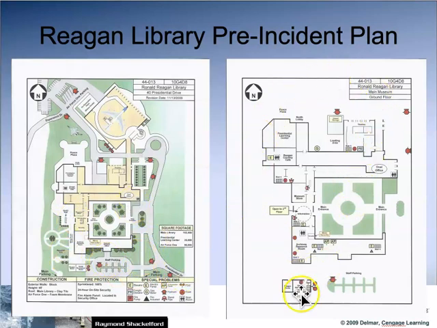But then over here, we have the different floors. Here's the ground floor, and then there was a first floor, second floor, and all of the details, again, where hydrants are, where the fire department connection is, where the riser is. These are all different sprinkler risers. And all of these different types of things, these are standpipe connections that would be important to firefighters to know, especially if they responded to an incident at the Reagan Library.